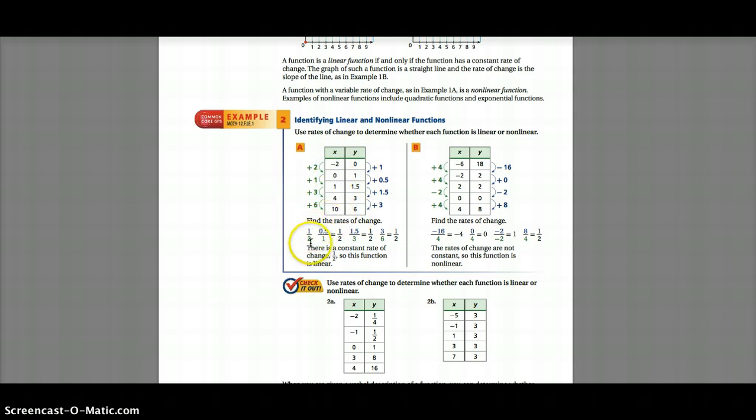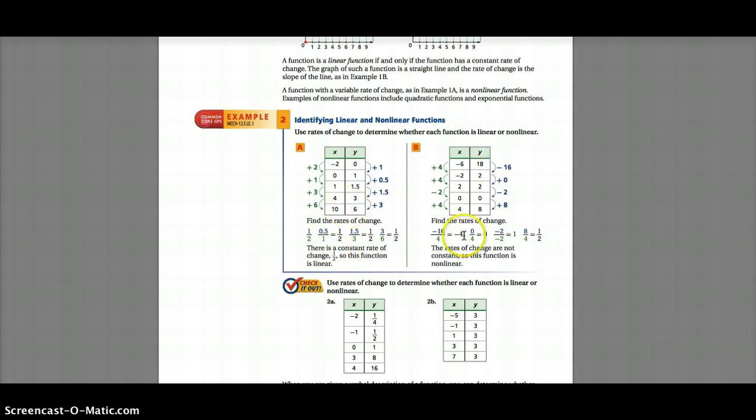So they did 1 over 2 gave me a change of 1/2. Then a change in 0.5 over 1, so 0.5 over 1 was a change of 1/2. 1.5 over 3 is a change of 1/2, and 3 over 6 is a change of 1/2. So this does have a constant rate of change, and it is linear.